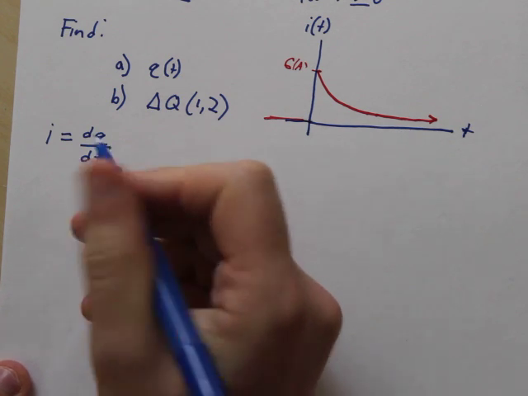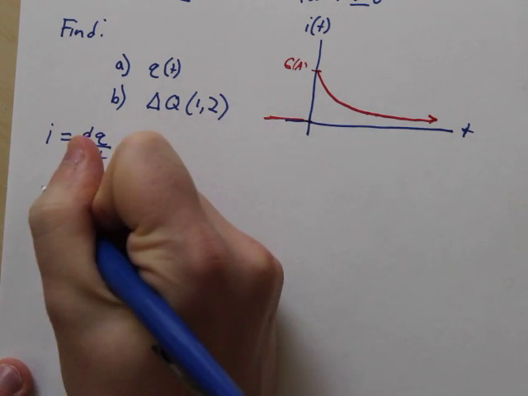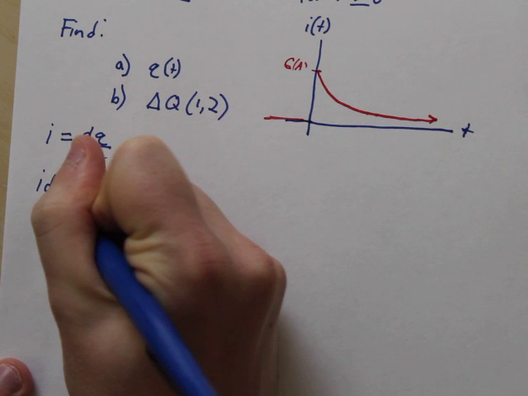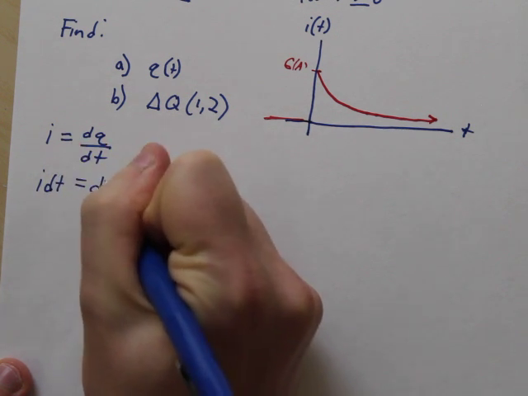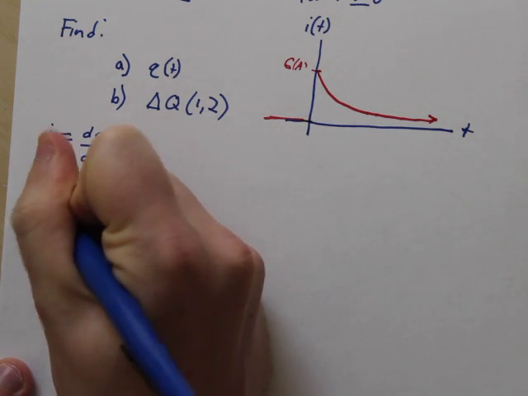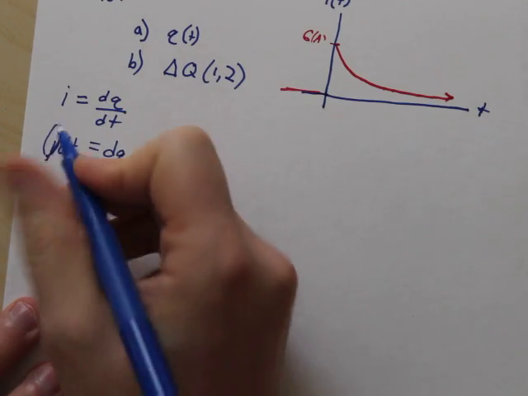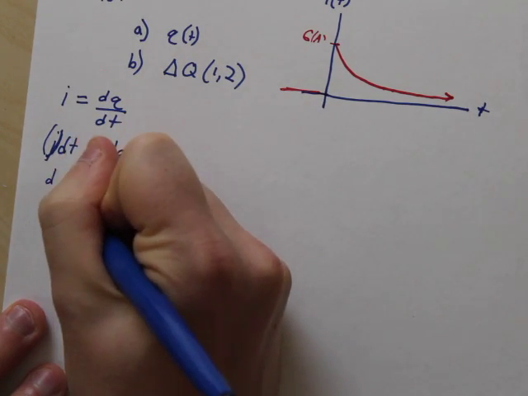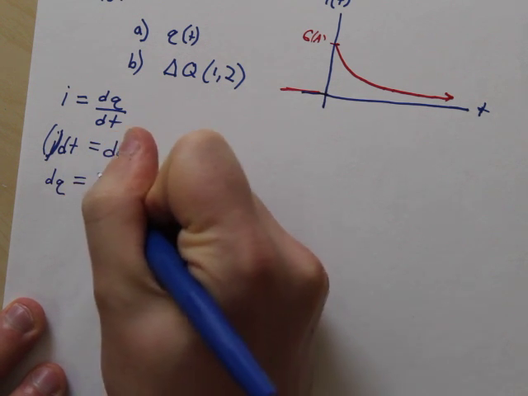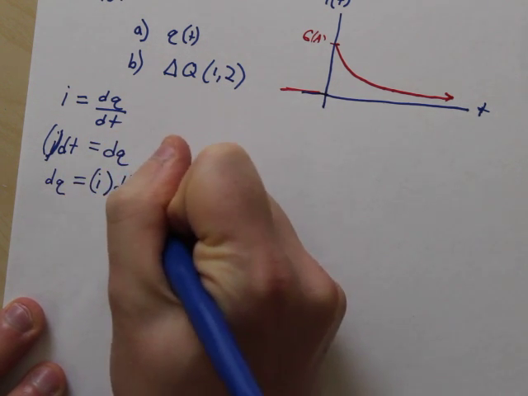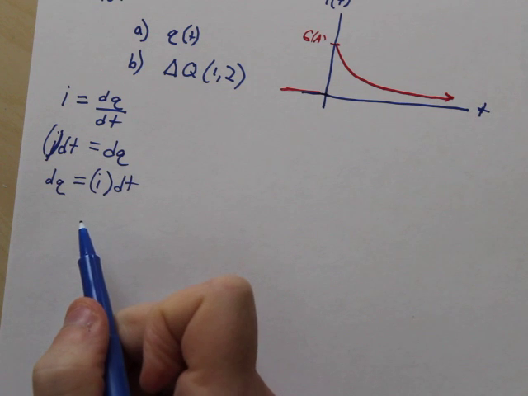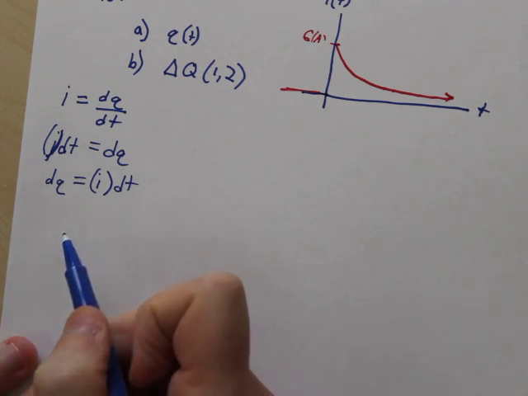So what we get for the next one, we're going to just bring this out to make it a little easier. I dt equals dq. We could put that in parentheses if we want. Anyway, we're going to rewrite that a little bit neater. dq equals I parentheses dt. There we go. So that's the equation now that we're going to be trying to solve for.